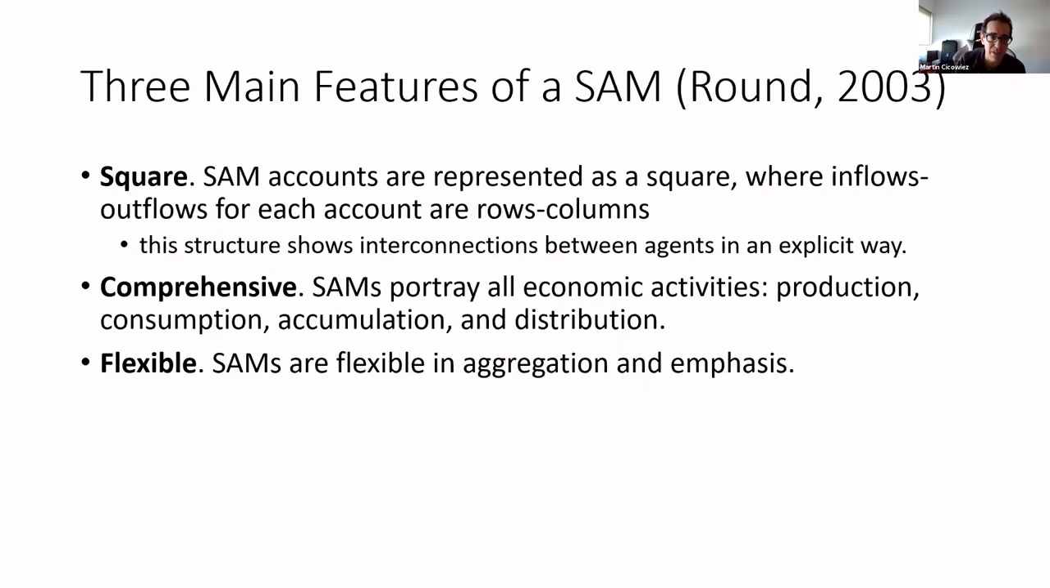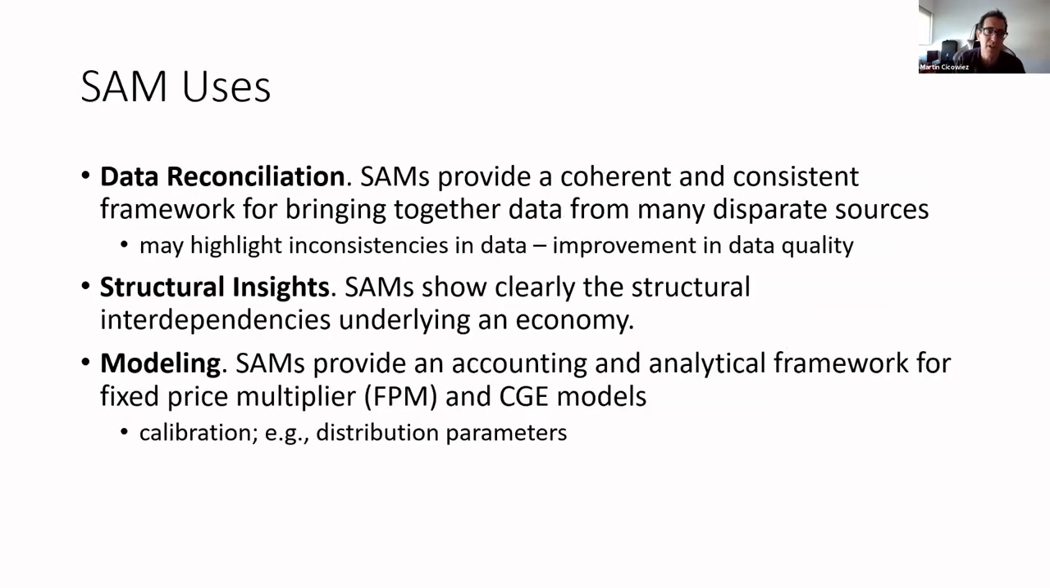Okay, so I will skip this. We already talked about this. The SAM is square, is comprehensive, and it's flexible. Okay, we can have social accounting matrices of different size, so that the different numbers of activities, commodities, or households. And we can use a social accounting matrix to describe the economy for modeling purposes.